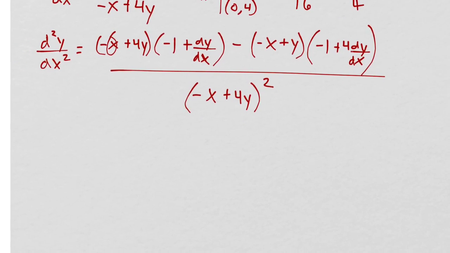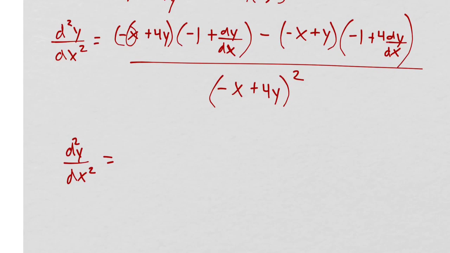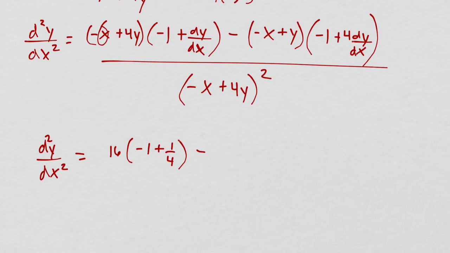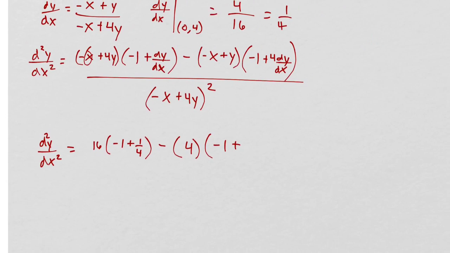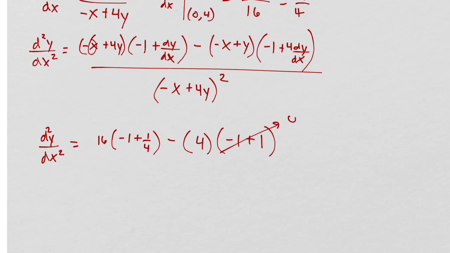Now I'll plug in a 0 for x, a 4 for y, and a 1/4 for dy dx. So d squared y dx squared, this top part becomes 16, right? Because I'm plugging in a 4 for y and a 0 for x, so that becomes 16 times negative 1 plus 1/4, minus parentheses 4 — that goes away — and then times negative 1 plus 4 times 1/4. 4 times 1/4 is just 1, so that actually is nothing. That goes to 0. So that's nice.